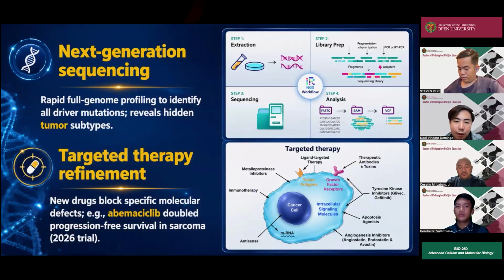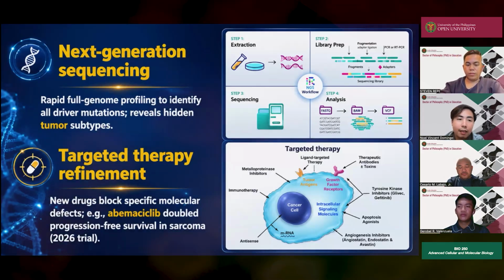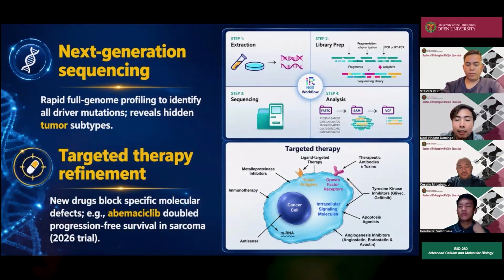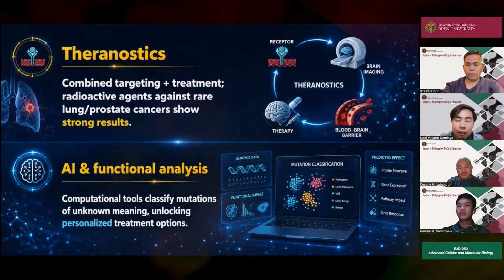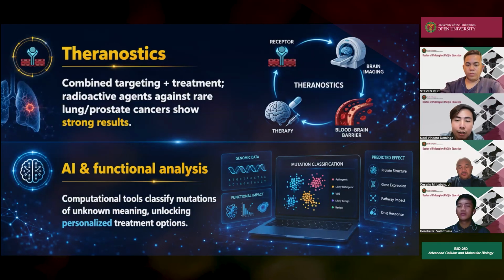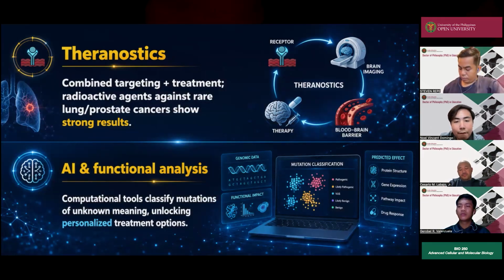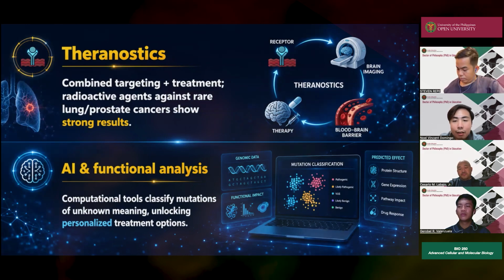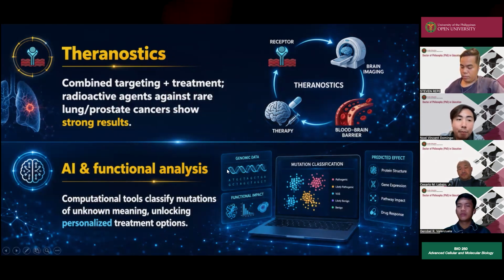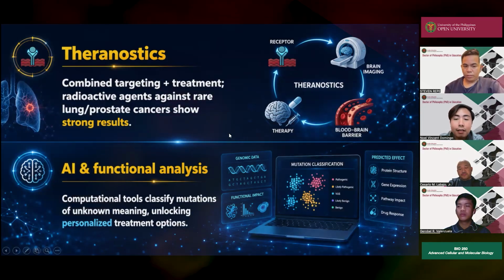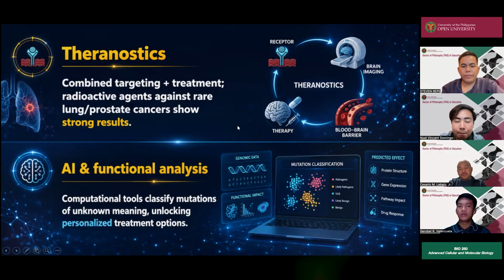Next, now let's have the theranostics and AI functional analysis. So for the theranostic, it combines diagnosis and treatment. It means that the same molecular target used to identify the cancer can also be used to deliver treatment. So AI functional analysis adds another layer by helping predict how tumors may respond to drugs. Together, these tools support personalized cancer care.